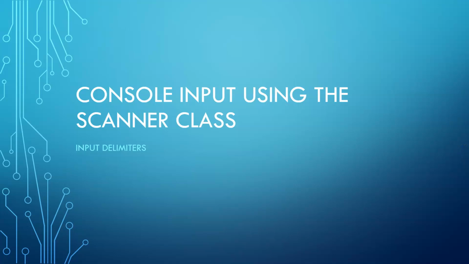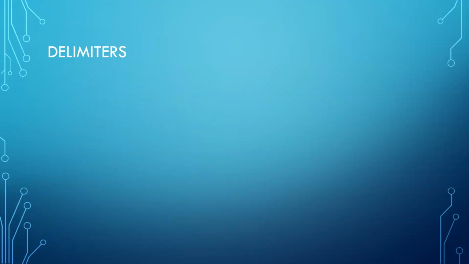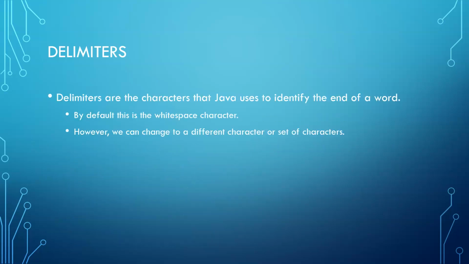And welcome back, students. As we dive into our next lesson, we've talked about a lot of stuff with the Scanner class, but now let's talk about something known as input delimiters. So what exactly is a delimiter? Well, delimiters are the characters that Java uses to identify the end of a word. By default, this is the whitespace character. However, we can technically change it to a different character or even a set of characters.